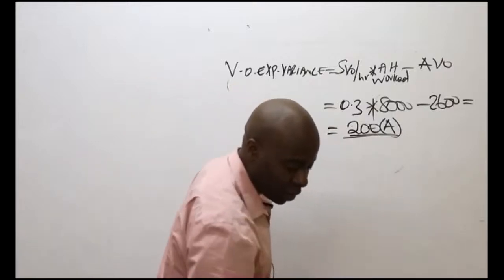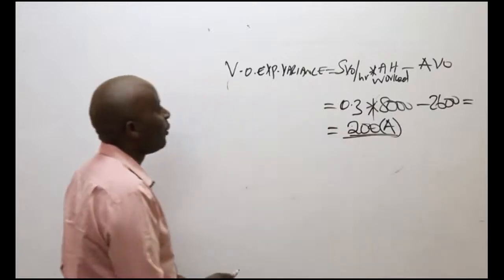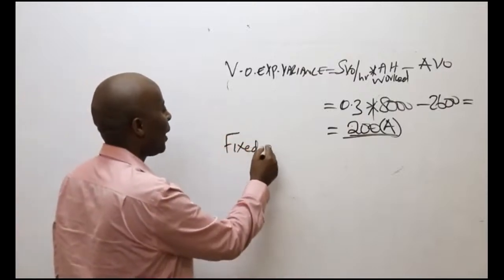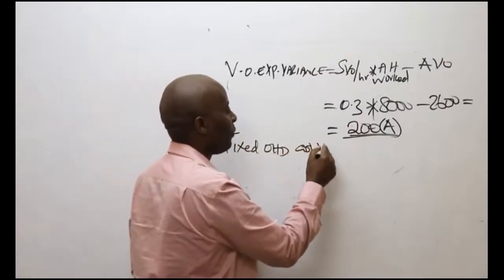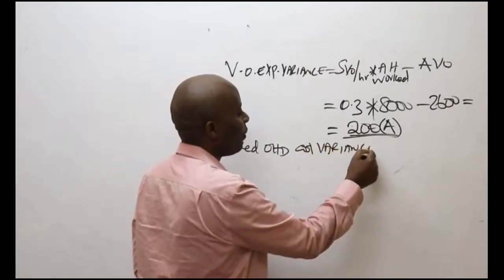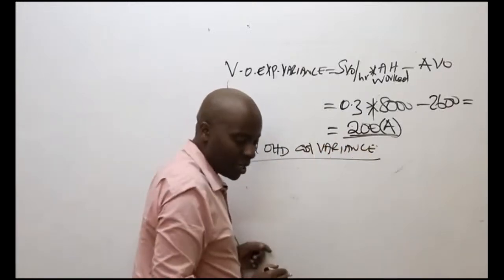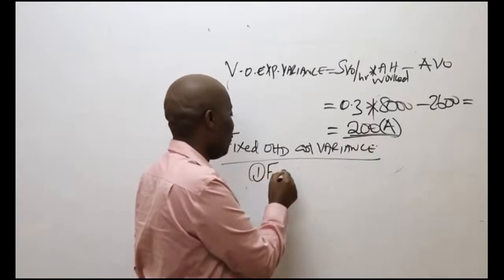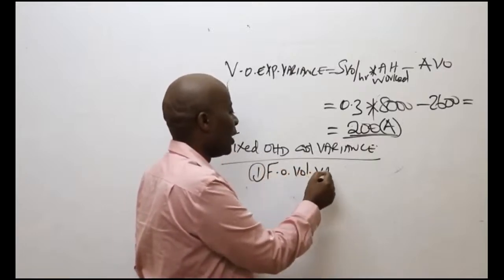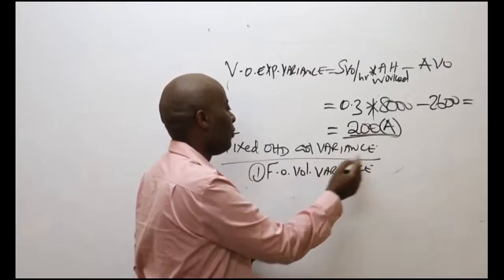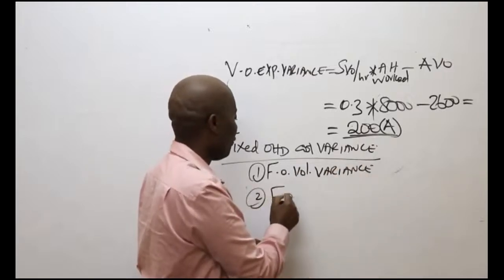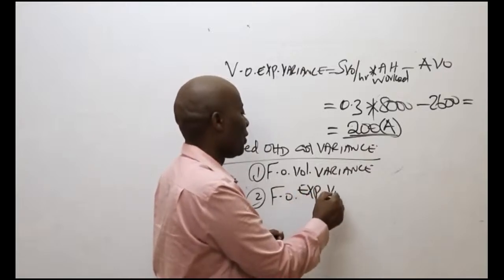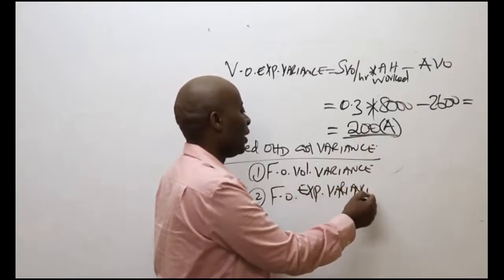Now, from there, ladies and gentlemen, let's go straight away to the fixed overheads. So fixed overhead cost variance, what do we have there? We have two things. We have the fixed overhead volume variance, and then number two, we have the fixed overhead expenditure variance.